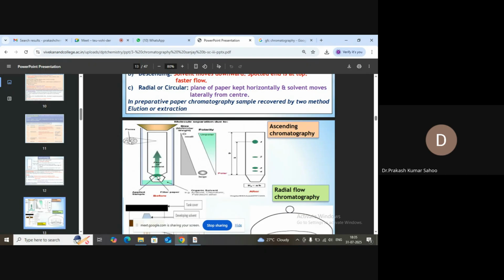So just see here, when the paper is dipped inside the solvent, then what happens? The different components present inside the sample are now moving upward along with the solvent. Then gradually we have observed four different spots on that paper chromatograph. So four spots means that the mixture contains four components.